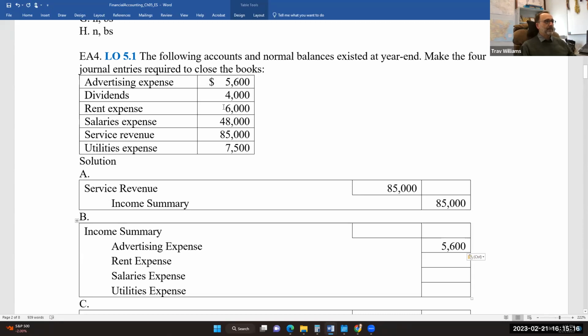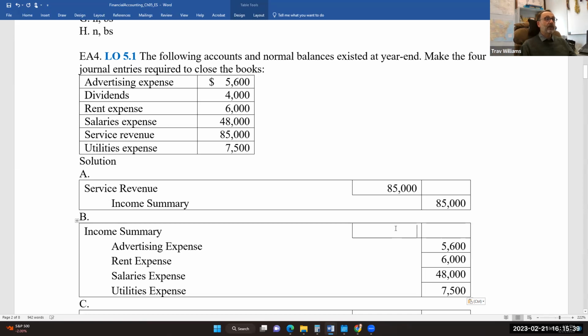Then we have rent, salaries, and service. Oh no, that service is a revenue. We have rent and salaries. We're going to credit those out, and then utilities expense. Okay, so we're crediting all 4 of the expense accounts the exact amount of their debit balances so that they will now have a 0 balance.